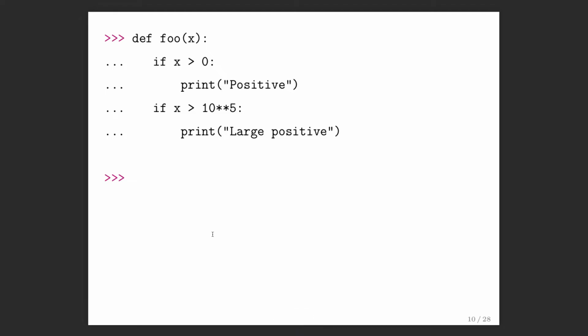Another example to really hammer home the difference between print statements and returns, right? Because it seems that no matter how many times I mention it, there's still confusion. So here's a function called foo. And foo takes a value x, and if x is greater than 0, it prints positive. And if x is greater than 10 to the power of 5, it prints large positive. So if I set the result of foo to answer, and I give foo 10 to the power of 6, what happens?